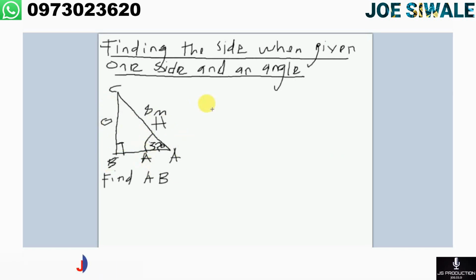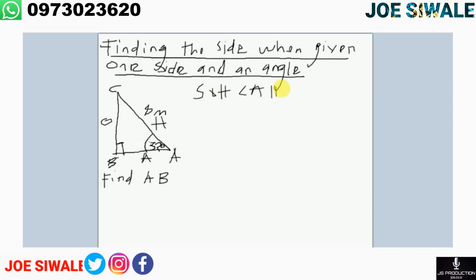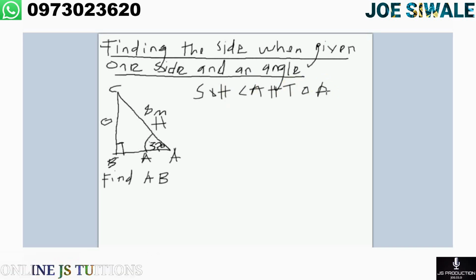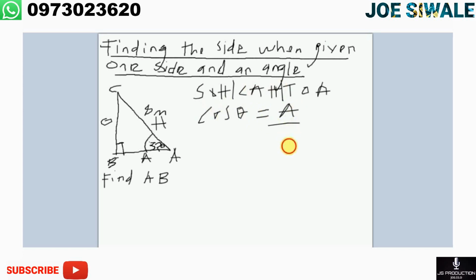So the next thing that you're supposed to do is to write the formula of SOHCAHTOA. From this formula we need to identify the formula that we can use to calculate length AB. So we need to consider the adjacent and the hypotenuse, and from this formula we know that cos has both adjacent and the hypotenuse. So I'm going to say cos theta is equal to adjacent over hypotenuse.